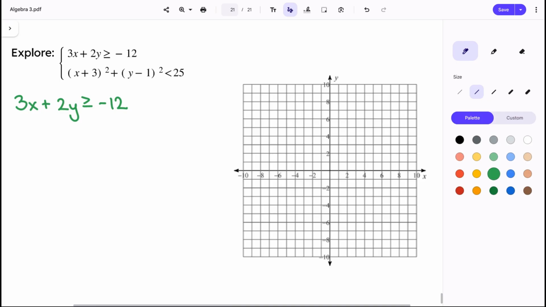How would we do that? Okay, so now it says negative 3x minus 12, and then we would divide by 2. So we have y is greater than or equal to negative 3 over 2x, and negative 12 divided by 2 is going to be negative 6. So I'm going to start by graphing this line. Should I have solid line or dotted line? Good, solid.